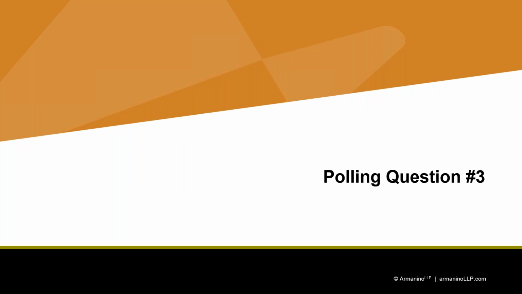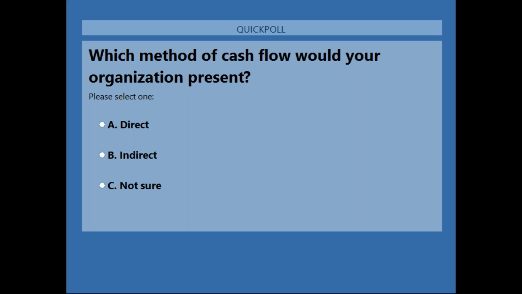Thanks, Jeff. We'll go to our third polling question here. We've got about 10 minutes left and a lot to get through, so we'll run this one pretty quickly. Which method of cash flow would your organization present? A, direct, B, indirect, or C, not sure?